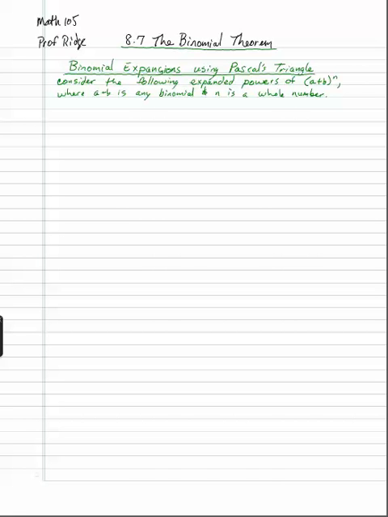So we're going to consider the following expanded powers of (a + b)^n, where a + b is any binomial and n is a whole number. (a + b)^0 is equal to 1. (a + b)^1 is a + b. (a + b)^2 is a^2 + 2ab + b^2. (a + b)^3 is a^3 + 3a^2 b + 3ab^2 + b^3.